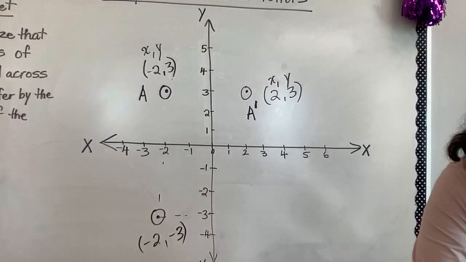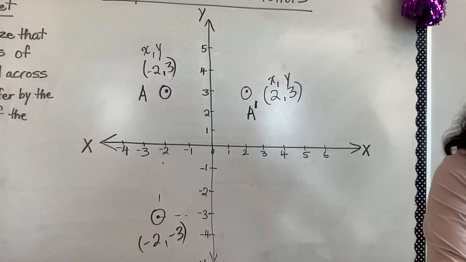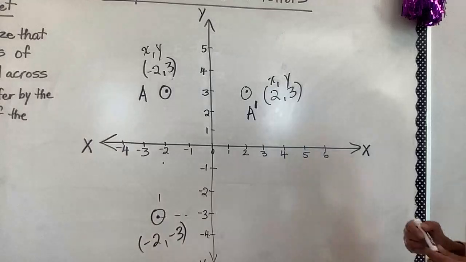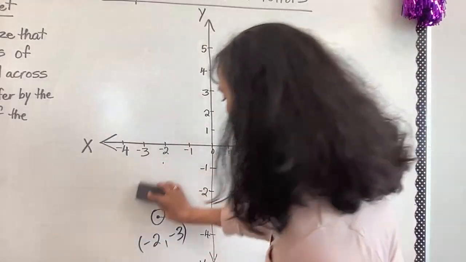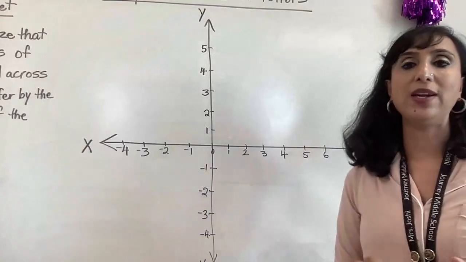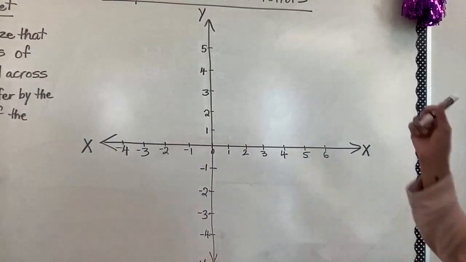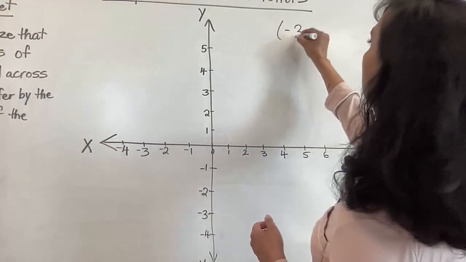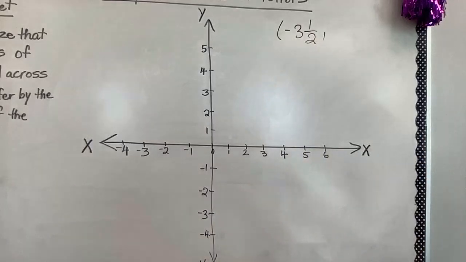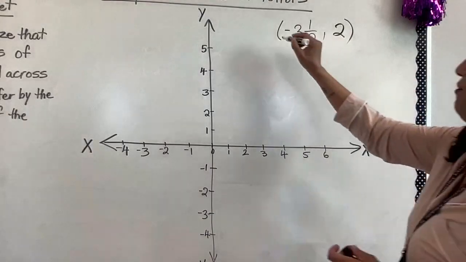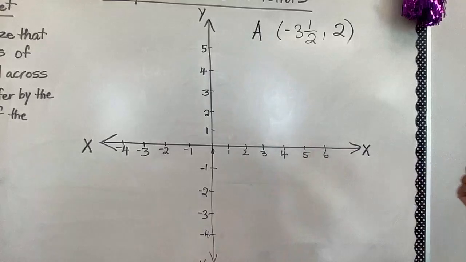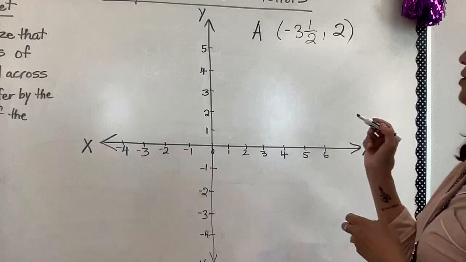So let's talk about identifying reflections of points across the x-axis. If I give you a point, and I'm going to erase this. Let's say I give you an ordered pair of -3 1/2, and I give you 2. This is A, and I ask you to reflect this over the x-axis. So let's see what the reflection of this is going to be.